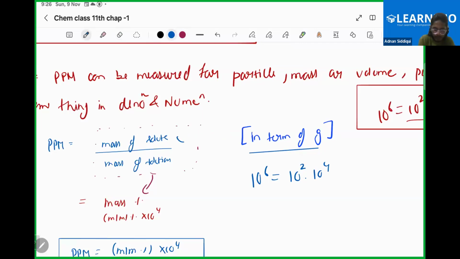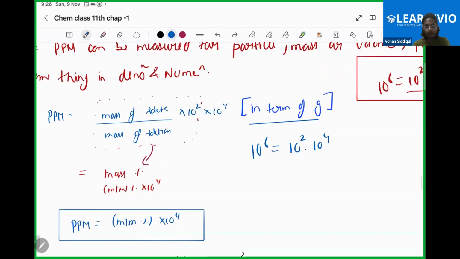It is ppm, right? Can I write 10 to the power 6 like this? Yeah, you can. Base 10 to the power n. We can write it as 10 to the power 3 into 3, but that is not going to help us in any way. But if I write it in this specific way, and look carefully, then this is nothing but mass by mass percentage, mass of solute divided by mass of solution into 100.